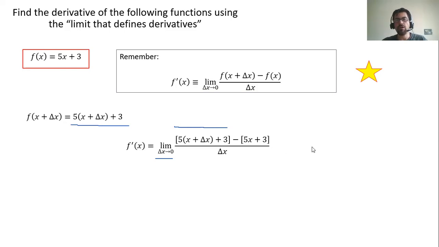Remember that the definition of a derivative comes from the slope of the tangent line. The slope is delta y over delta x, so we always have delta x in the bottom, and it's going to get infinitely small, delta x approaching zero.